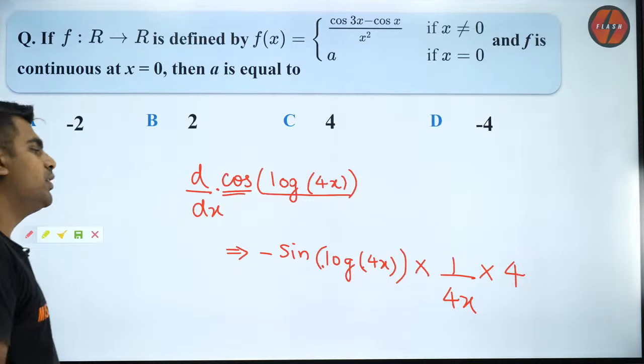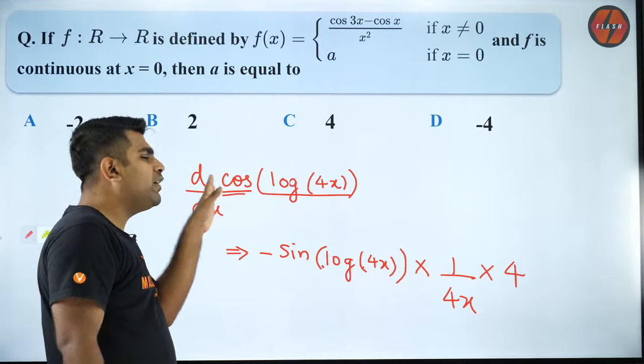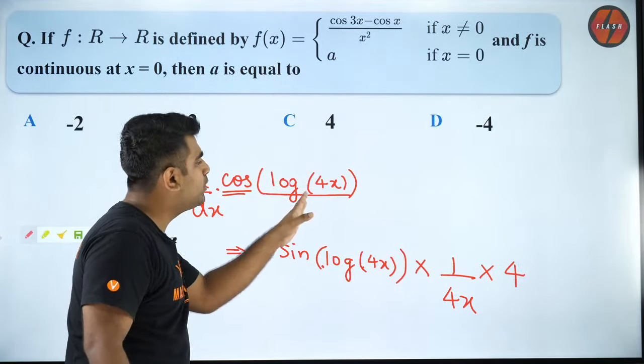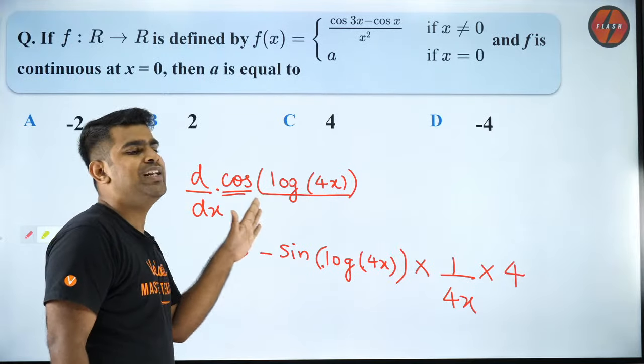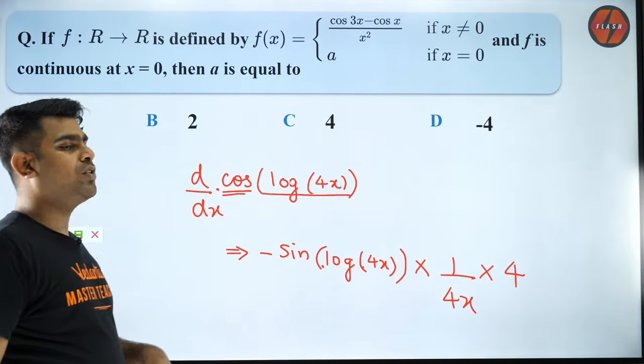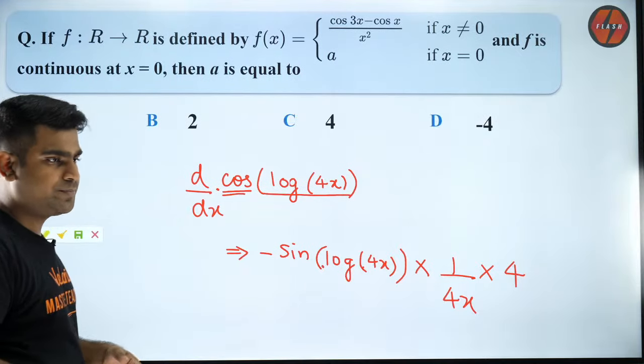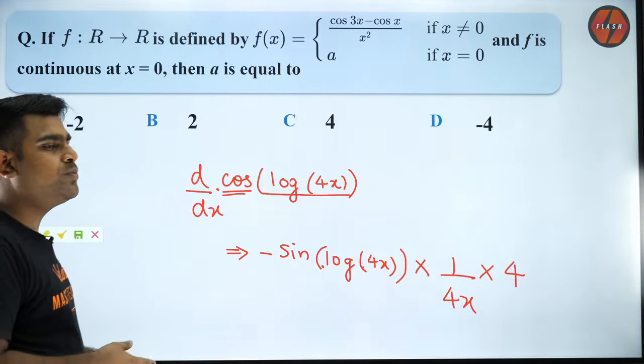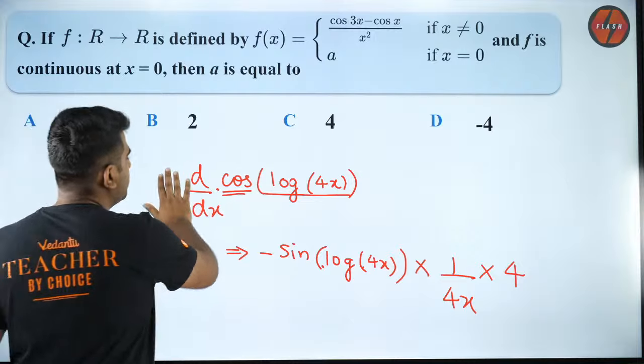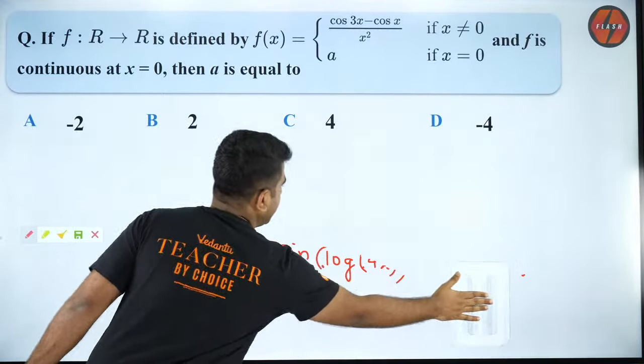Okay. So you just keep differentiating from the outermost to the innermost, making sure that you don't leave out anything. So this is the basics of chain rule. Got it? Practice more and more questions, you will get better at it. Okay. I hope that gave you an idea.